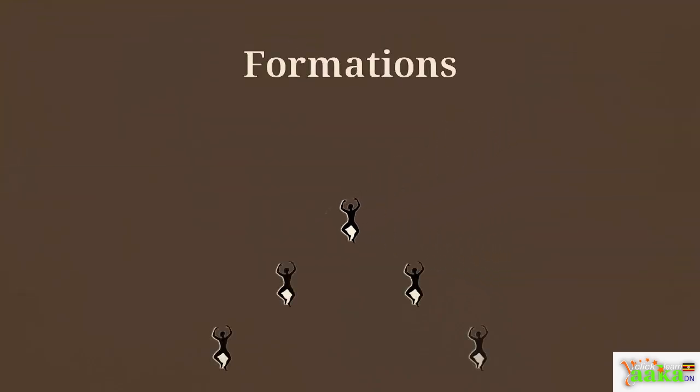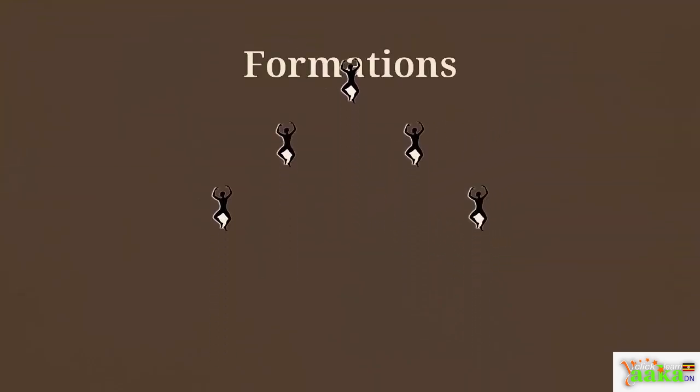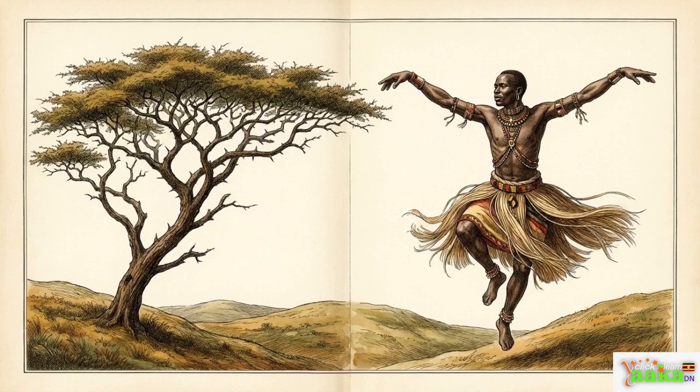For landscapes, we use formations. Dancers in a V-shape recreate a flock of birds in flight. These choices show that African dance is purposeful. Every level and formation is designed to tell a specific story from the natural world.